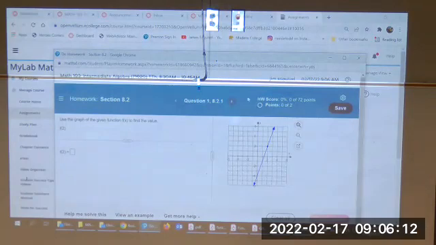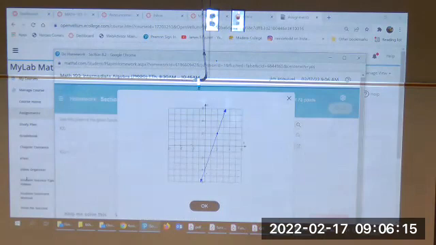Time I keep enlarging this. Oh, this is not working. Sometimes it hasn't been coming.